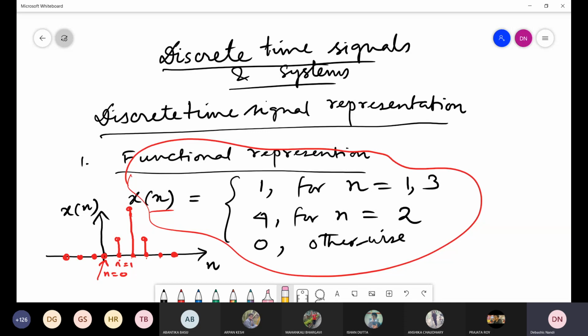Now, next is tabular representation. All of you know this. What is tabular representation?